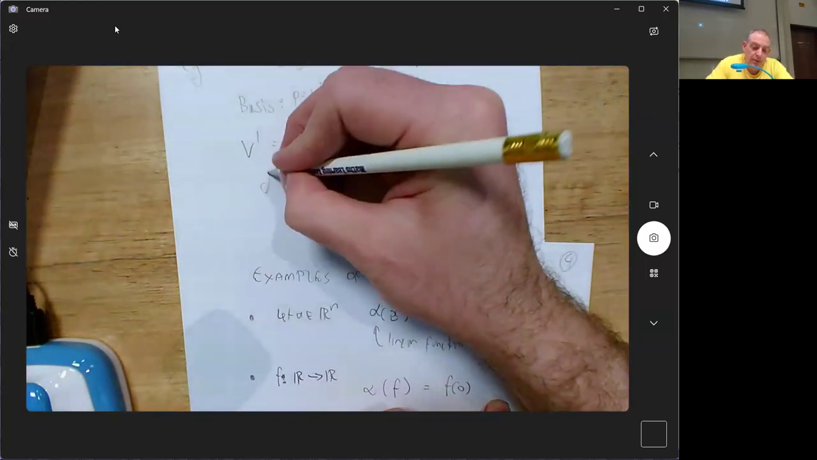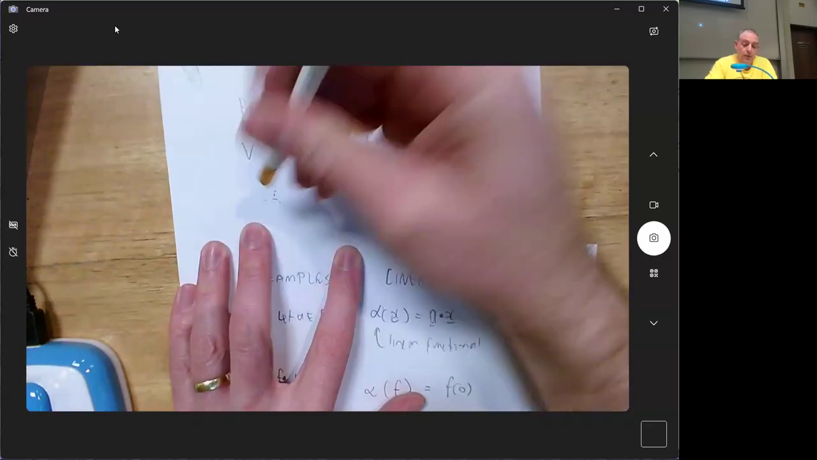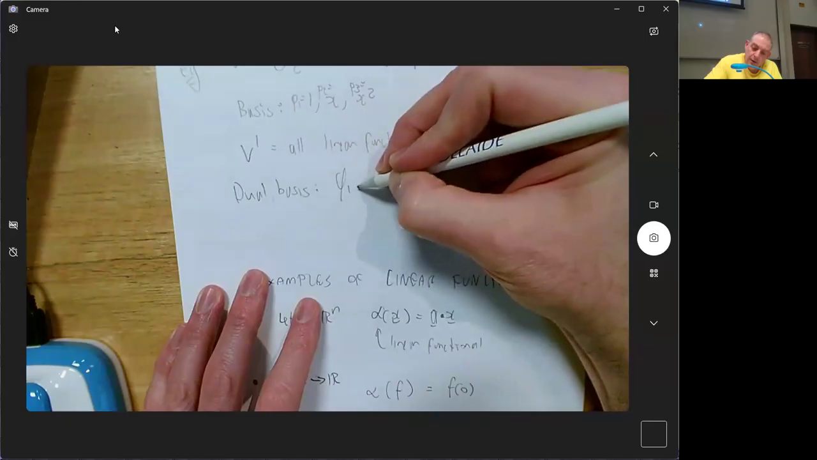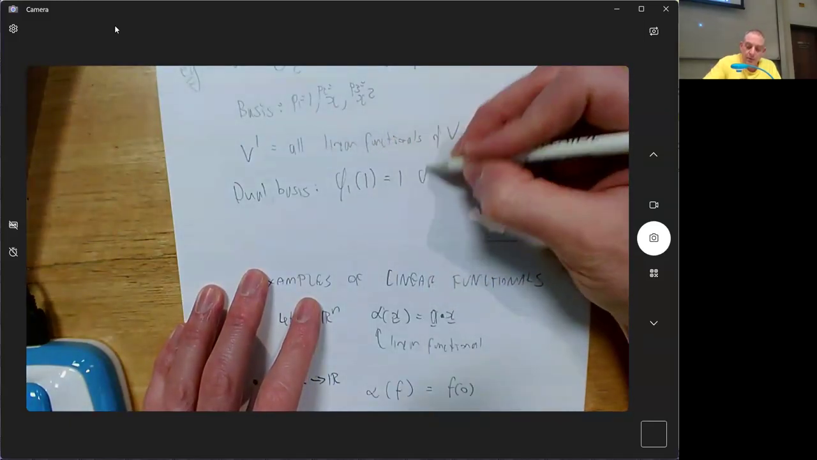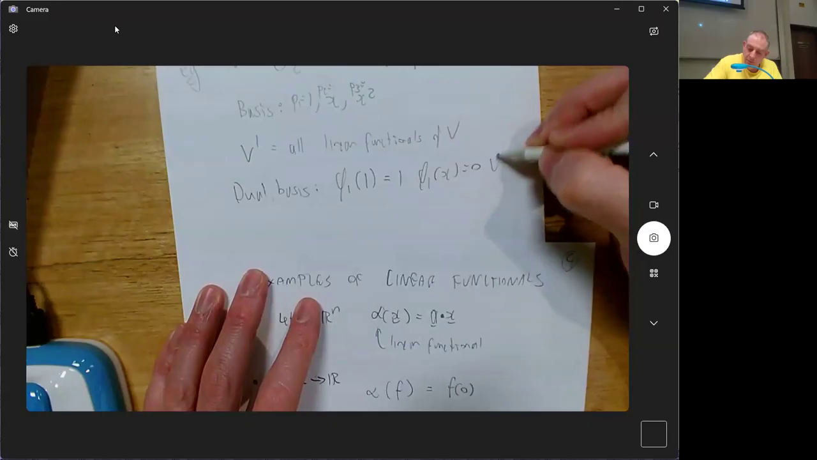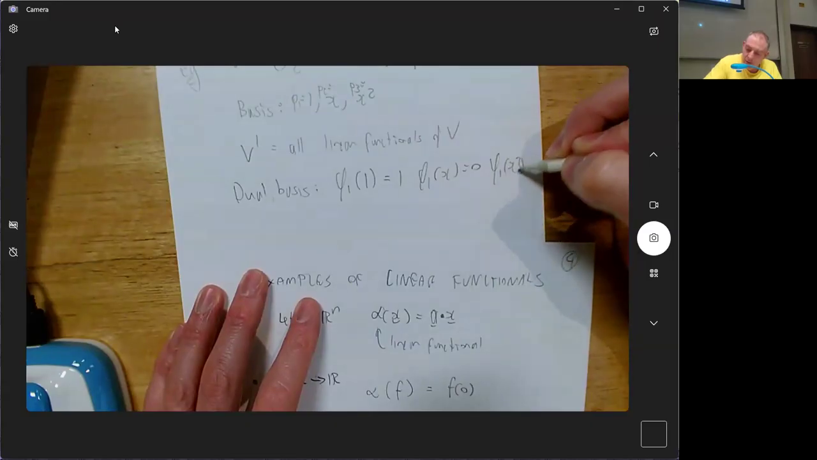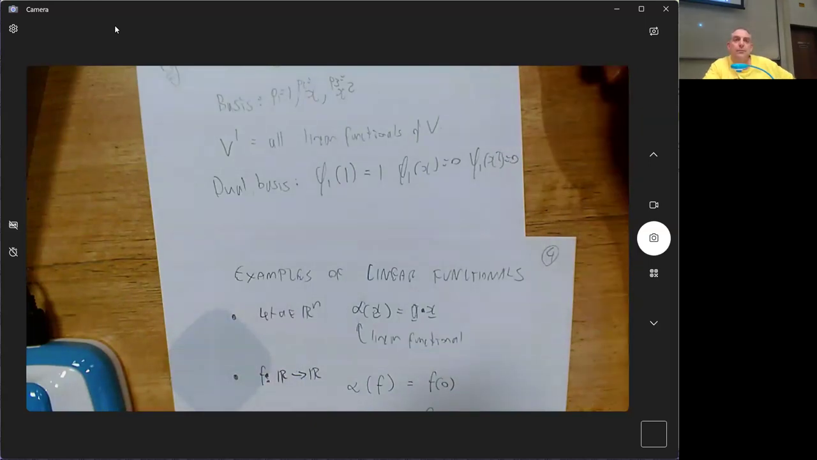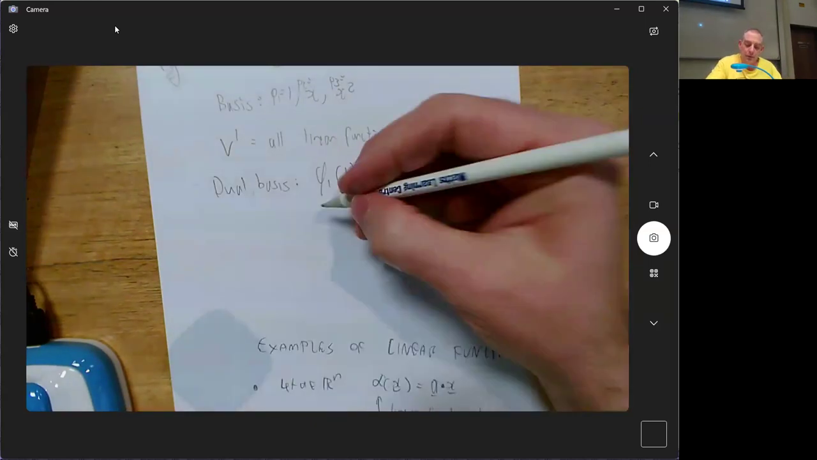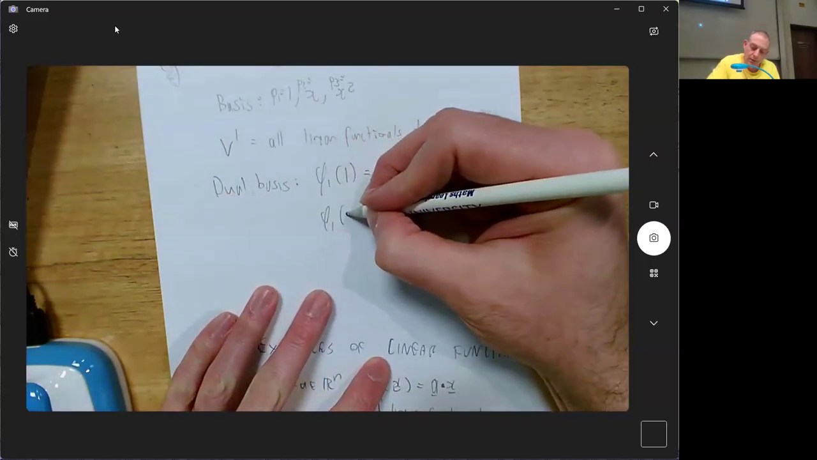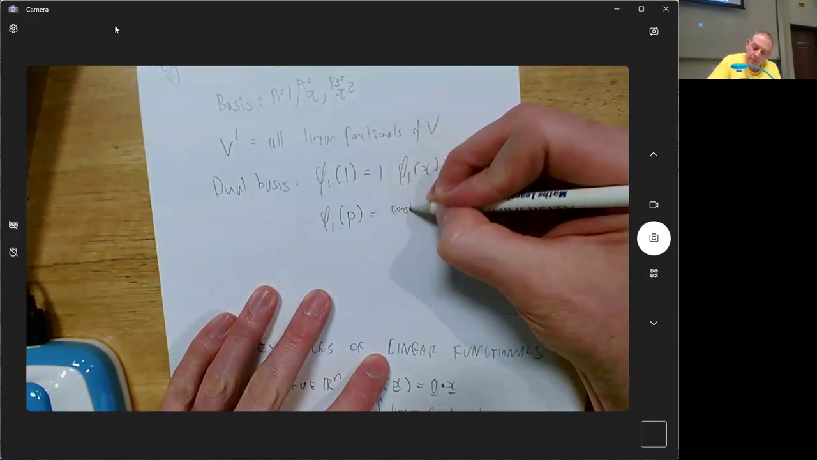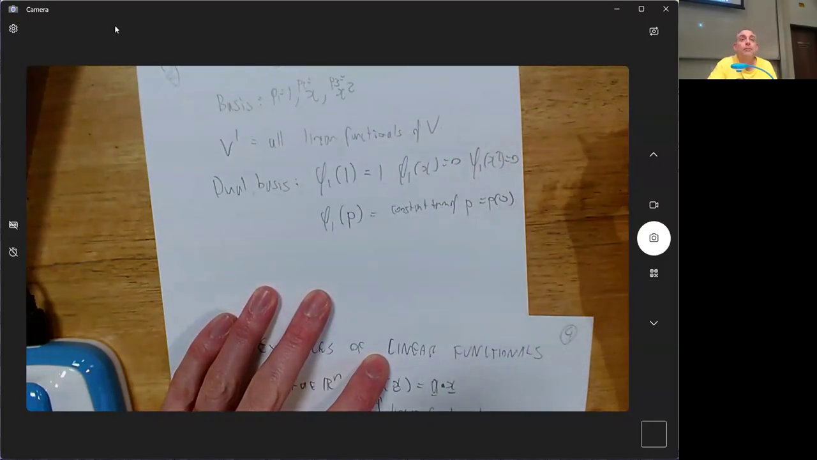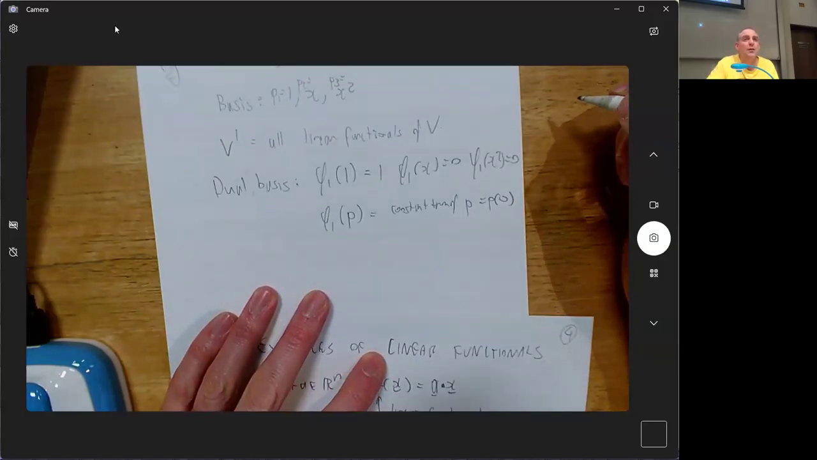It should be possible to find phi 1. So phi 1 of 1 is supposed to be 1 and phi 1 of x is supposed to be 0 and phi 1 of x squared is supposed to be 0. And so it could be that phi 1 is the constant term. So phi 1 of a polynomial is the constant term of p, which is p of 0, right? When you sub in 0 into a polynomial, you get the constant term.